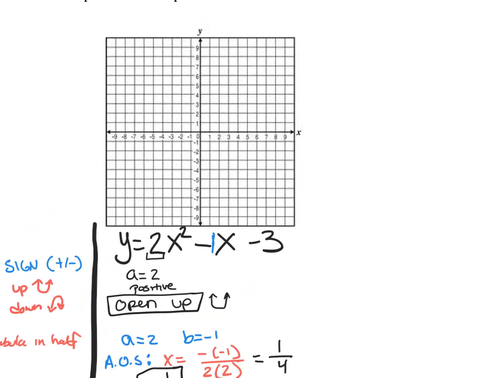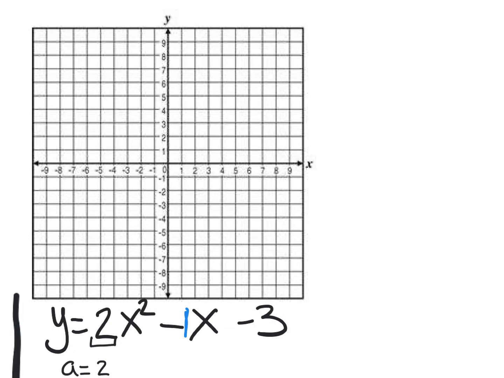So if I go to my graph, x equals 1/4, I can draw a little dashed line. It'll be about here. X equals 1/4. So that should be where the middle of our parabola is.